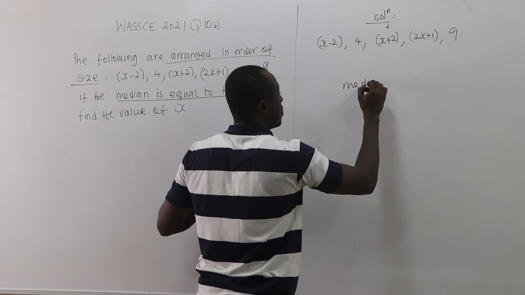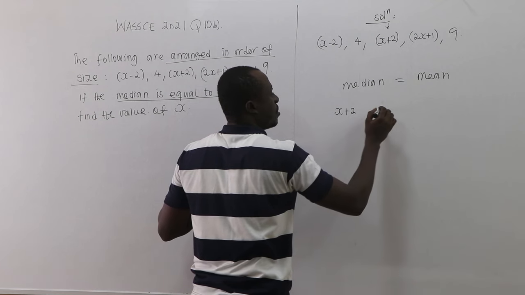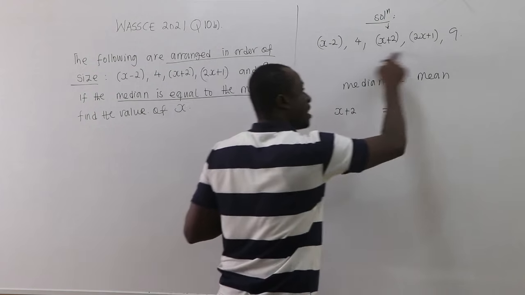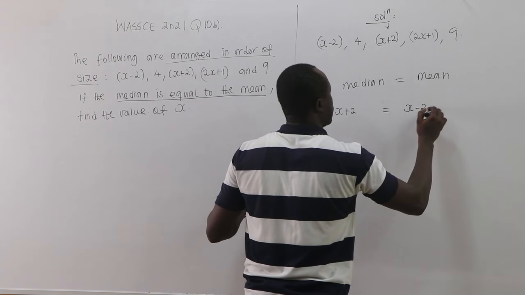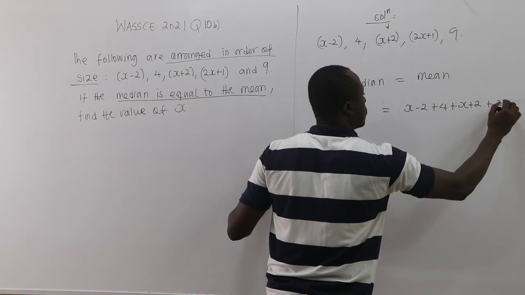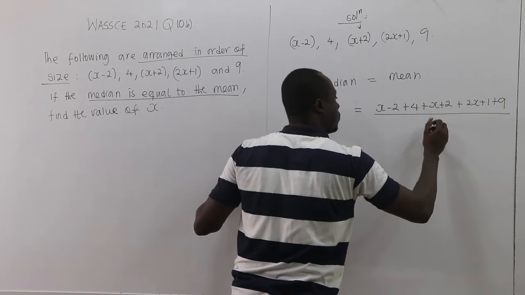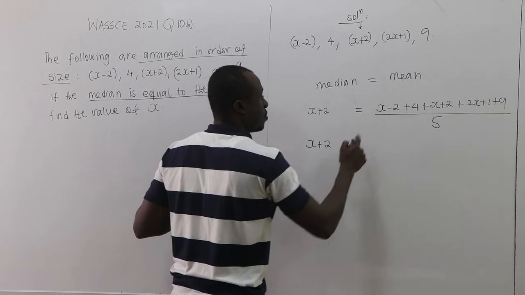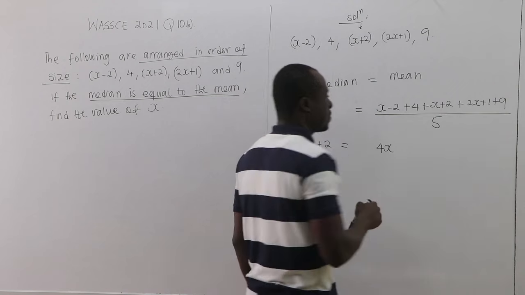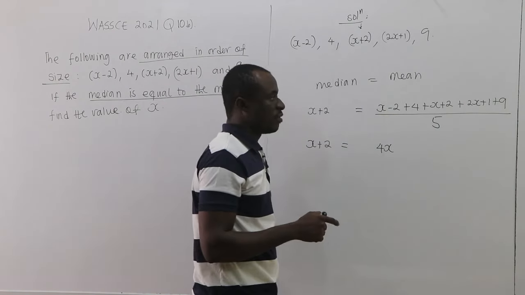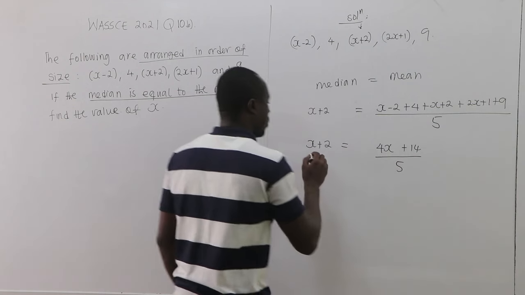We have been given that the median is equal to the mean. Now, what's the median? That is x plus 2. And the mean, how do we find the mean? We have to add everything and divide by the number of elements. So here we have x minus 2 plus 4 plus x plus 2 plus 2x plus 1 plus 9 all over the quantity. How many? 1, 2, 3, 4, 5. 5. Now, what do you have? x plus 2 is equal to x plus x, that is 2x, plus 2x, 4x. Now, negative 2 plus 4, that's 2. 2 plus 2, that's 4. 4 plus 1, 5, plus 9, that's 14. Plus 14, all over 5. We can consider this as over 1.